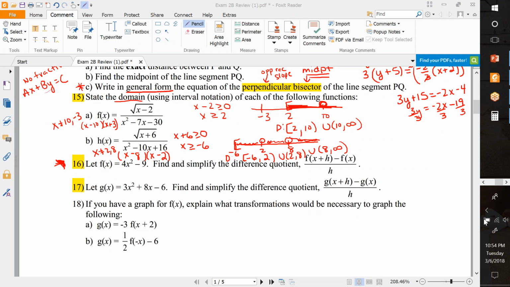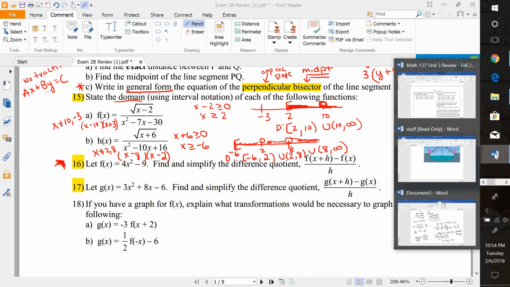So let's look at 16. And this is that difference quotient. So this is that f of x plus h minus f of x all over h. So we need to do that function evaluation. So I'm going to recopy this one on my Word document because I'll need room. So it's 4x squared minus 9.